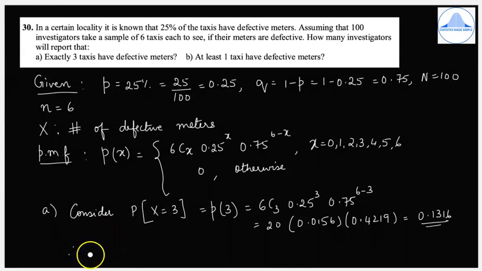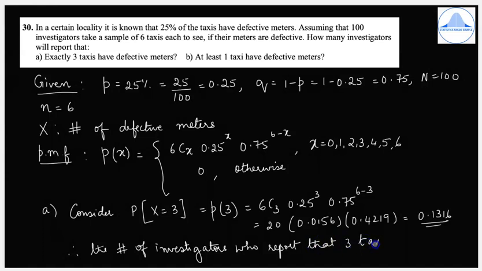So therefore, the number of investigators who report that 3 taxis have defective meters is 100 into 0.1316, which is equal to 13.16, or if you approximate to a whole number, the answer is 13.